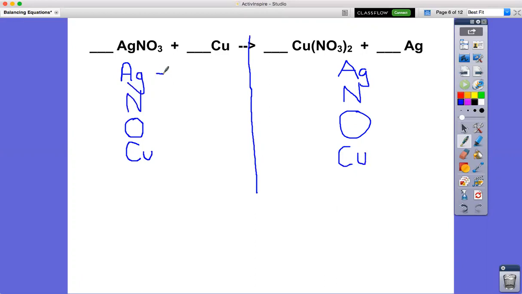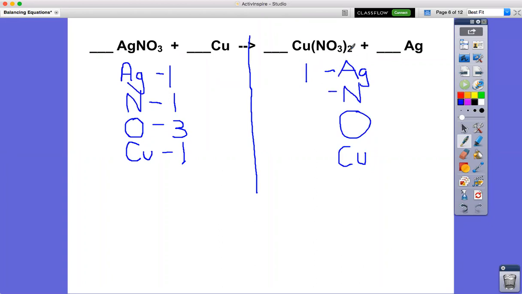How many Ags do I have? Beautiful. Yes, nice. Okay, how many N's do I have? Excellent. How many O's do I have? Yeah, Leah, you were quick. Good, Amaya, Sanaya. Nice. Okay, there are 3. How many Cus? 1. Good. Okay, how many Ags do I have on my right? 1. Good, Amira. How many nitrogens do I have?